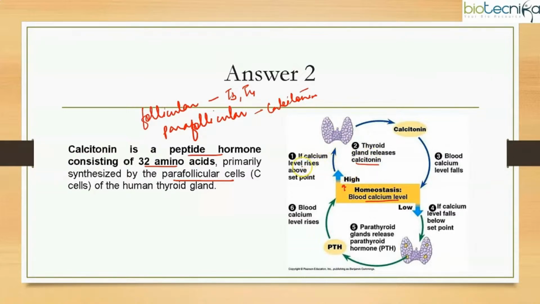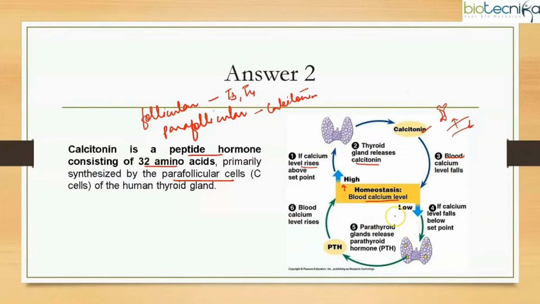If calcium level rises above the set point, calcitonin is released. Calcitonin will remove the calcium from the blood, so more calcium will now go into the bone extracellular matrix. As a result, blood calcium level will fall and the body will return back to homeostasis.